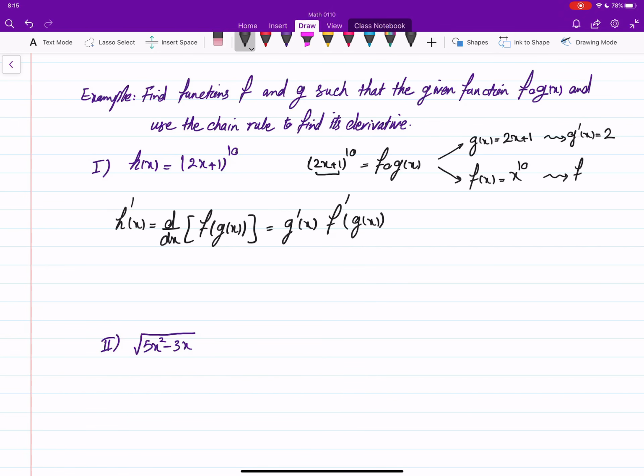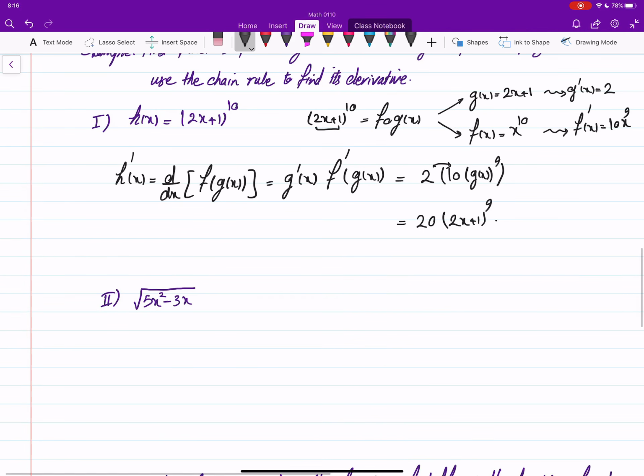How about f prime? This is the power rule. So this is x to the power 10, derivative x to the power 10 minus 1, which is 9. What does this give us? So g prime is 2 times f prime, which is 10x to the power 9. Instead of x, you put g(x). And that will give us, let me just multiply, 20 times (2x plus 1) to the power 9. And that's what we have there.